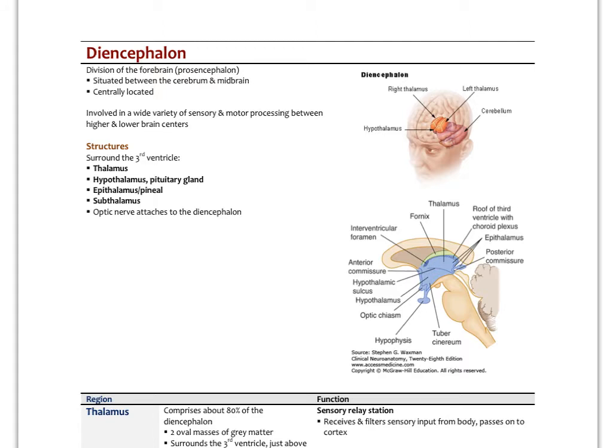Remember the ventricles, we have the first and second ventricles, and then the third ventricle is sort of right in the middle of the brain, and contains the cerebral spinal fluid. So the thalamus wraps around the third ventricle. We have 2 lobes of the thalamus. And then we have the hypothalamus just anterior to that. So if you look at the picture over here, here's the thalamus, and between these 2 lobes is the third ventricle, and then the hypothalamus just anterior to that.